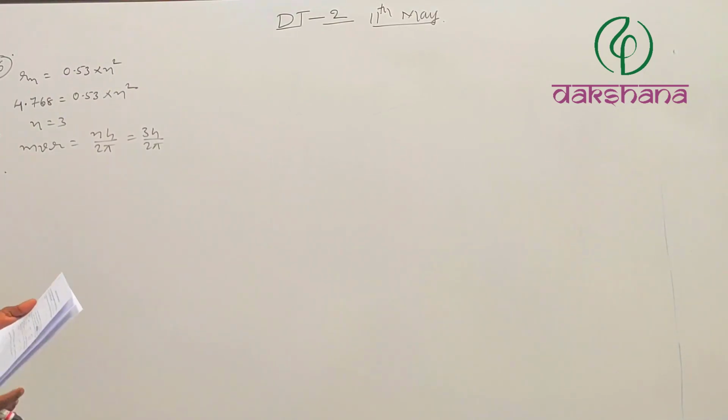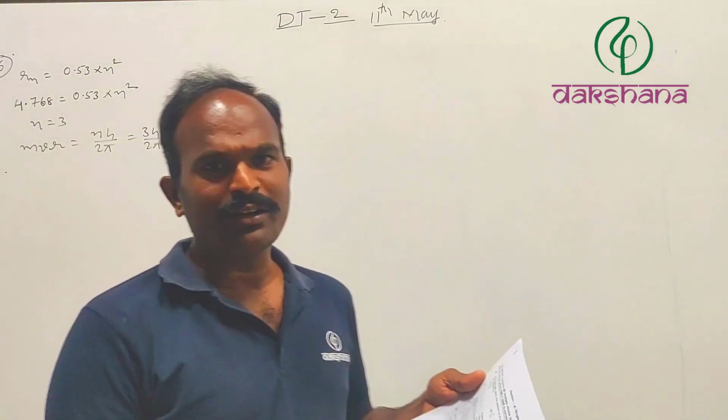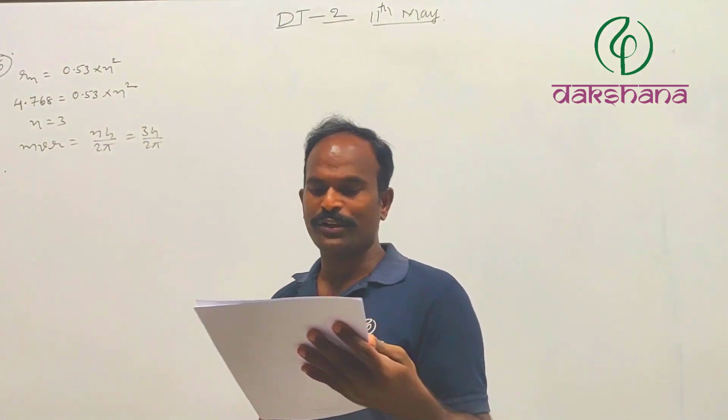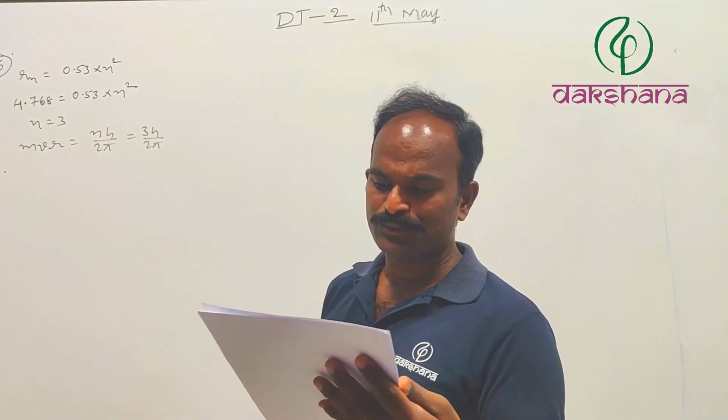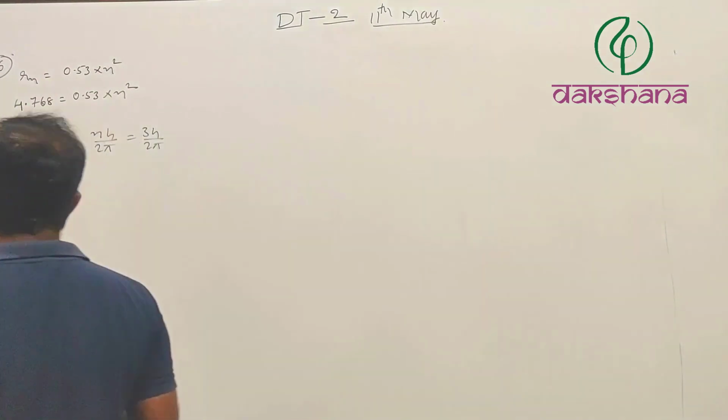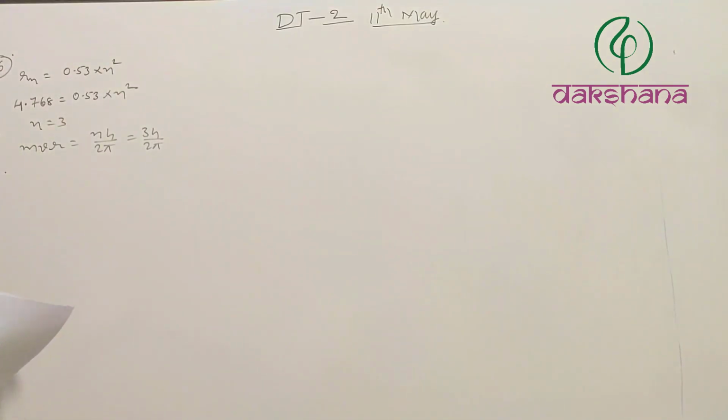Question number 27. We already told you one correction: there was one small misprint. There is no 400 Kelvin. The total system is at 300 Kelvin only.